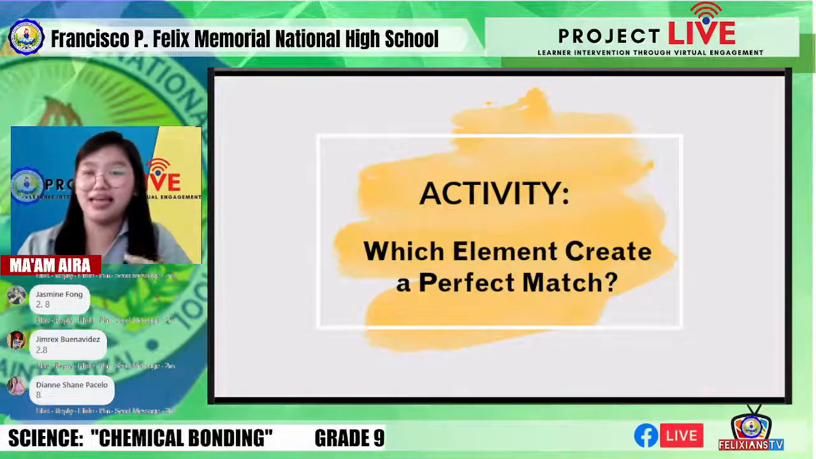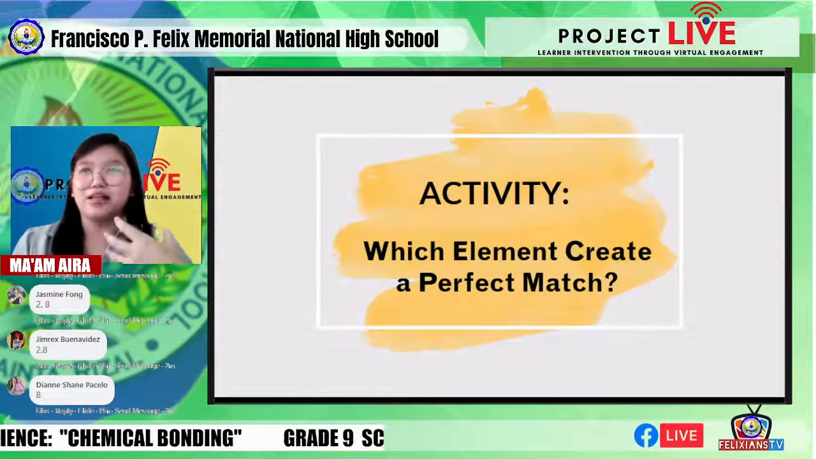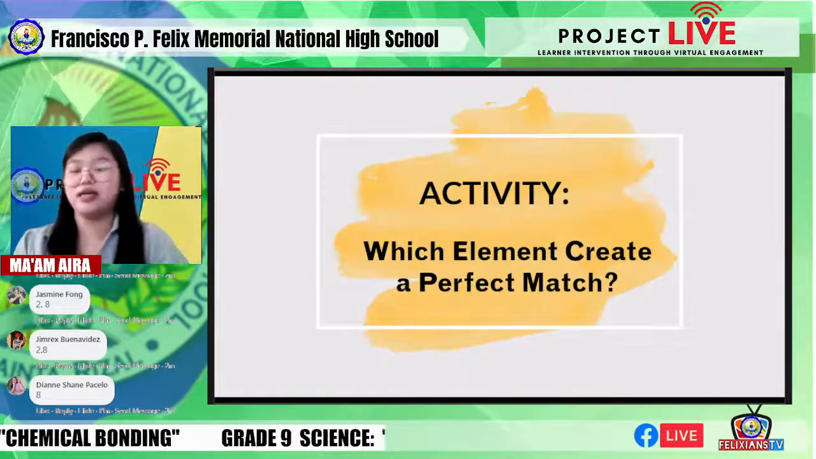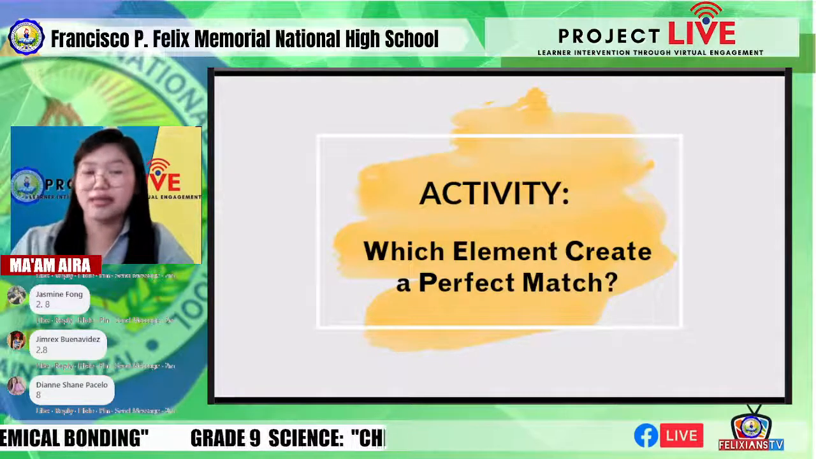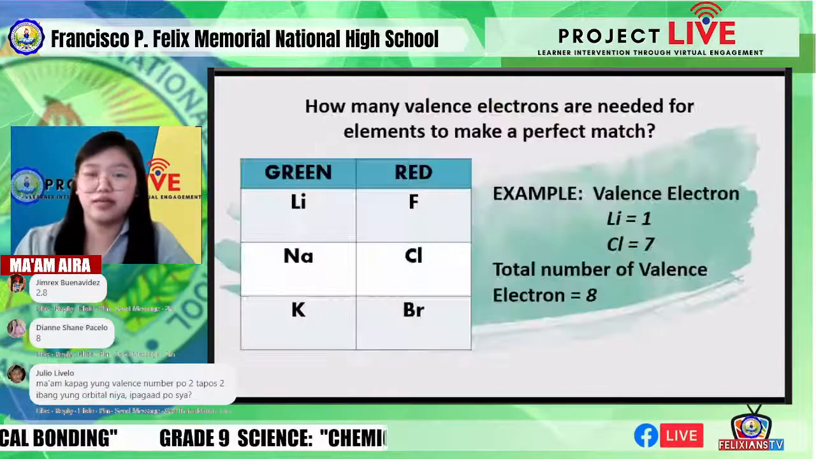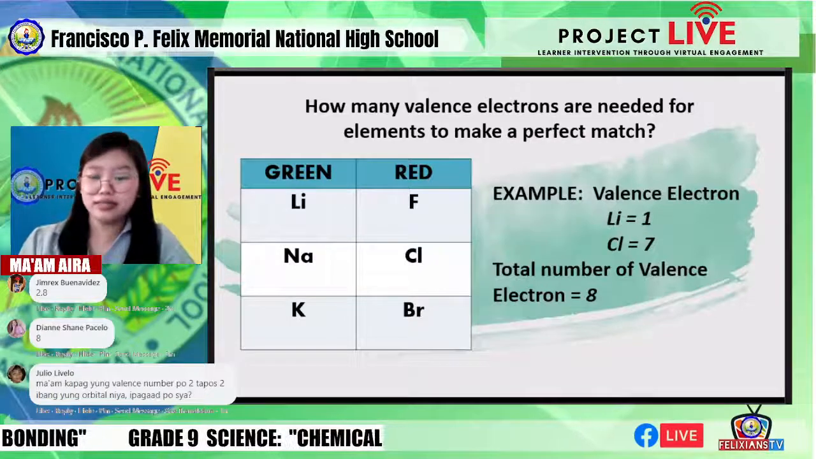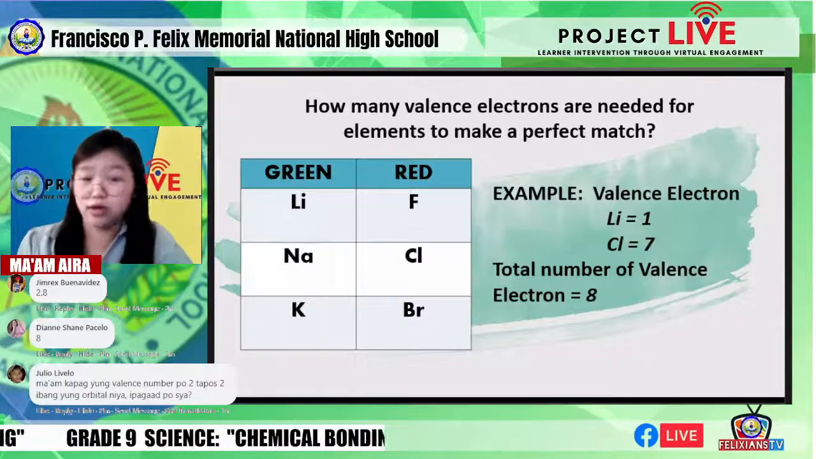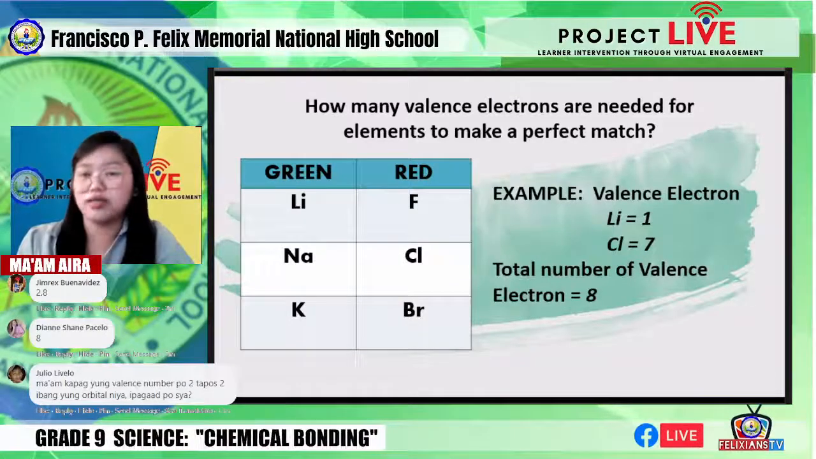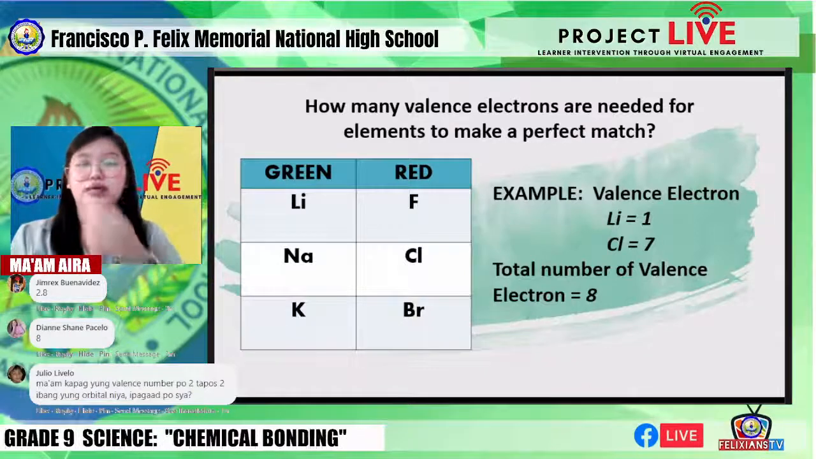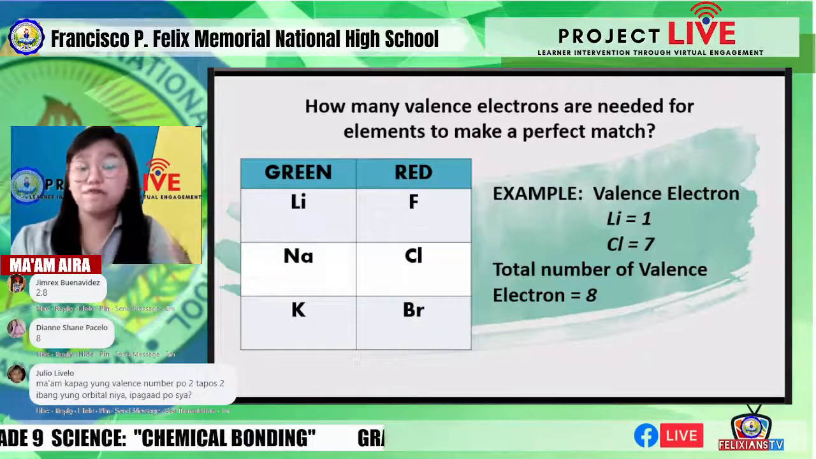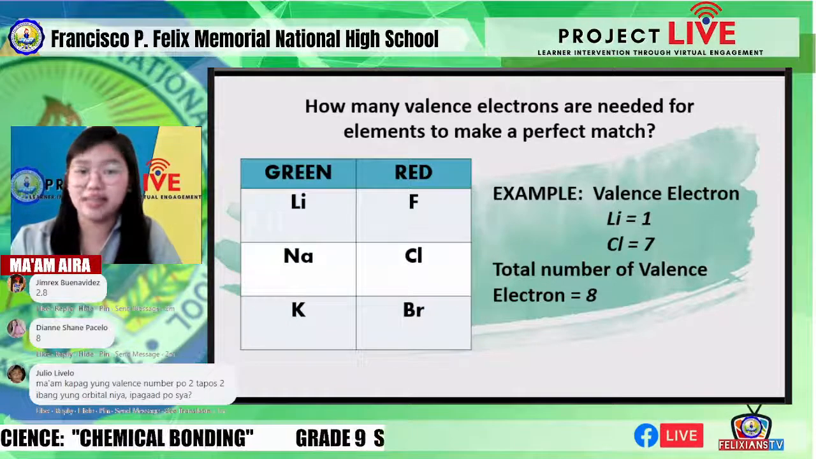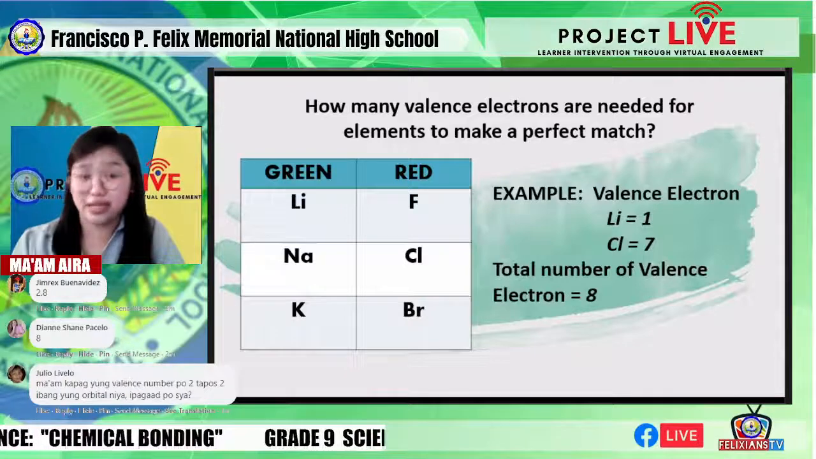So, what we did earlier was just a warm-up activity. This one is our first activity, entitled, Which Element Creates a Perfect Match? For this activity, you must be holding your periodic table as I discuss the instructions that you need to follow. You just have to answer this question: How many valence electrons are needed for elements to make a perfect match?